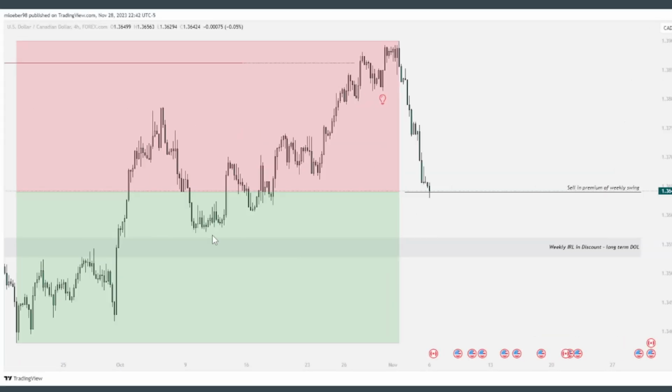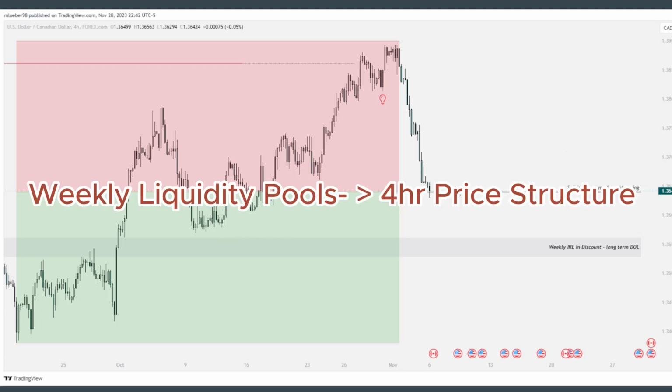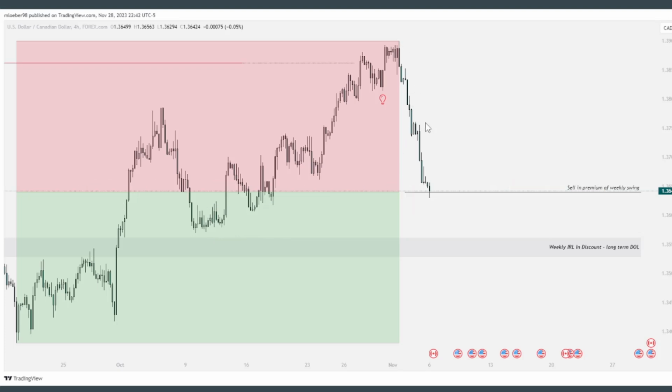Now we're going to incorporate some time frame alignment here. So we're now looking at a 4-hour chart, because what you do is go from a weekly to a 4-hour chart. But here on this 4-hour swing, we had price break this low and close below it, creating and validating a shift in structure and a change in state of delivery.